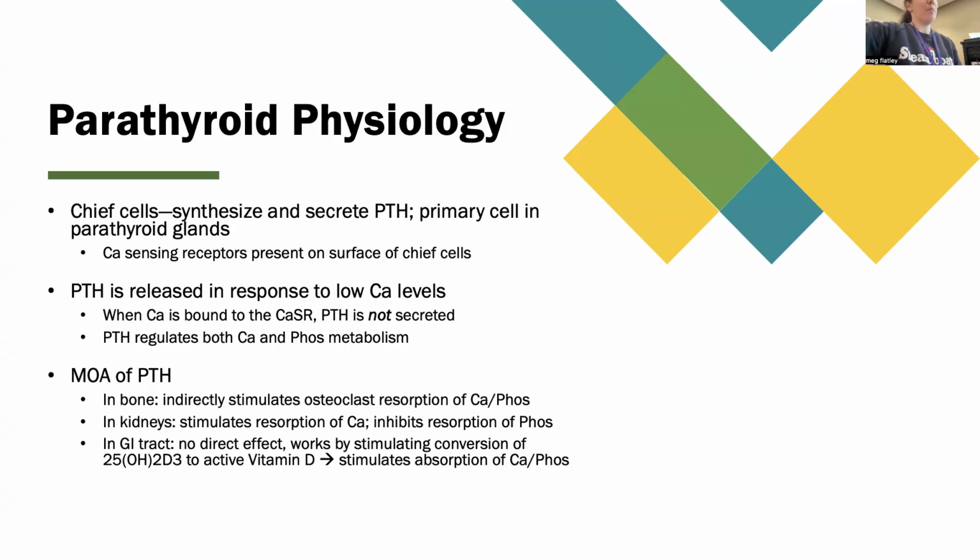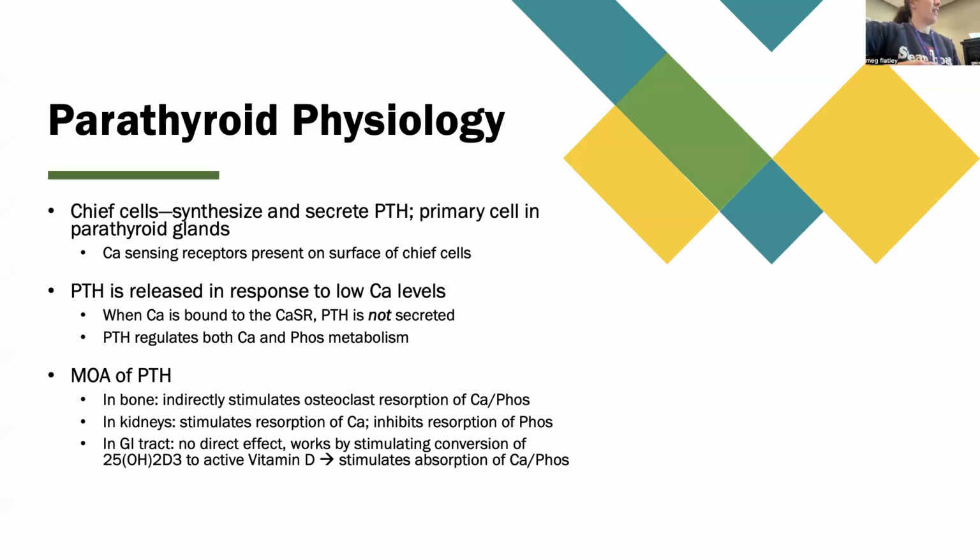So if you remember from med school, clasts chew and blasts build. So the osteoclast will take calcium out of the bone. In the kidneys, it stimulates the resorption of calcium and it inhibits the resorption of phosphate. So you'll have low phosphate, high calcium with PTH.